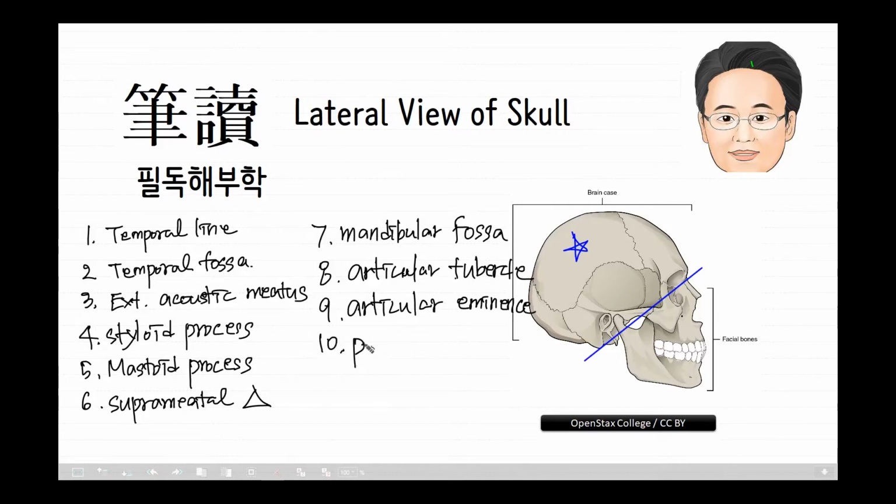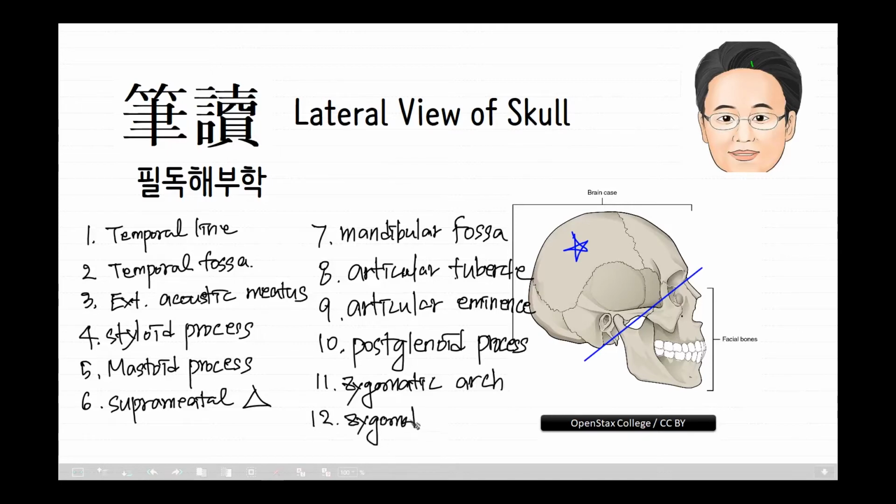Number 10, postglenoid process. Number 11, zygomatic arch. Number 12, zygomatic process of temporal bone.